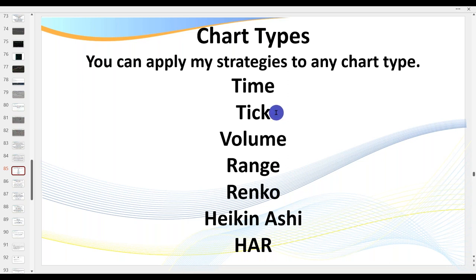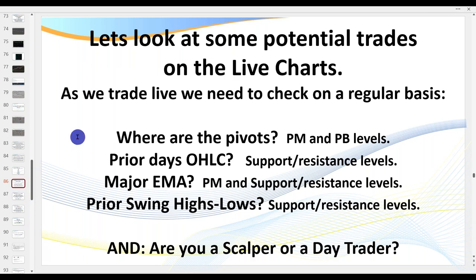So I love tick. Volume charts are fantastic. Range are great. Renko. HA, which is a combination of Heikin-Ashi and Renko, works beautifully. So you can use any type you like, really. Renko, though, is my favorite. So we're about to go to the chart.